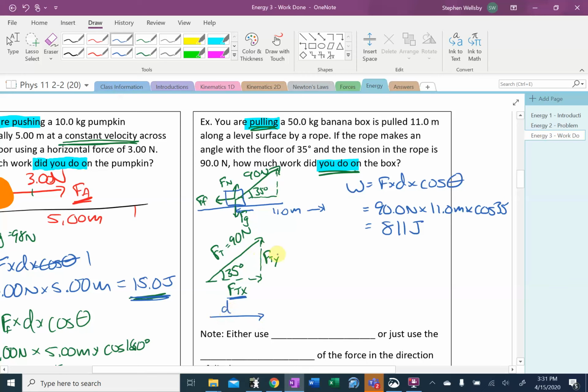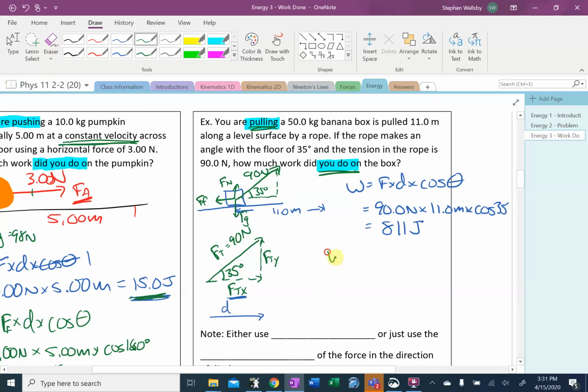So we can kind of ignore the effect of the y component because it's not acting in the same direction as the displacement. So in this case here, what we want to figure out is the work. We're just going to try this a second way here.